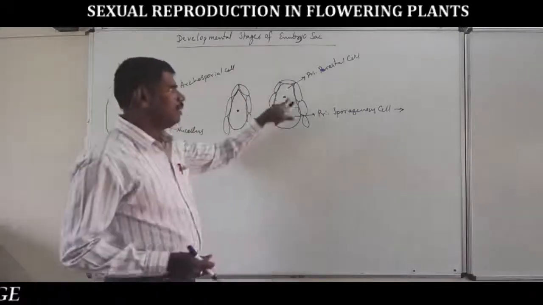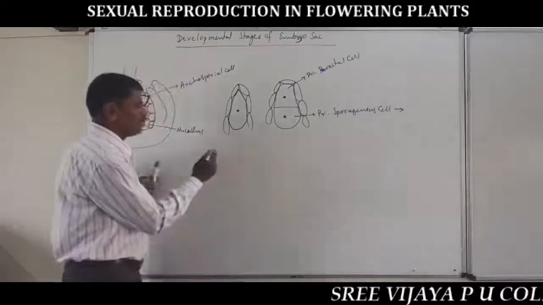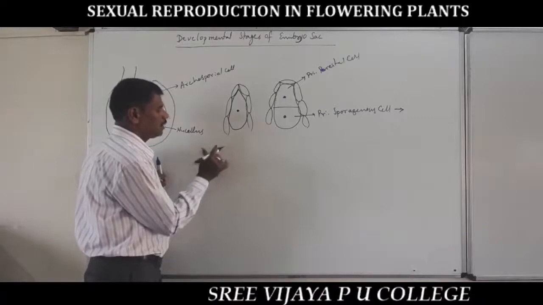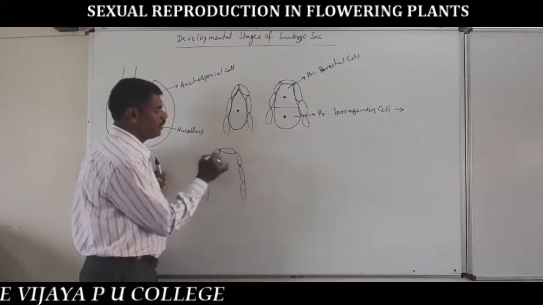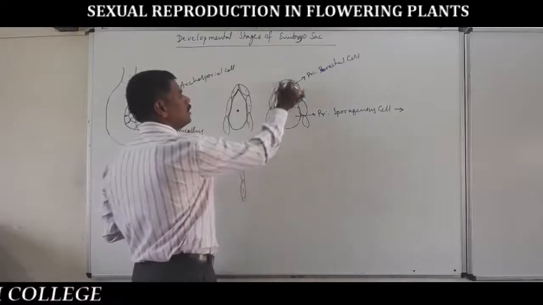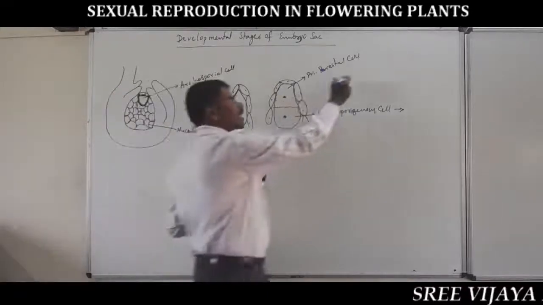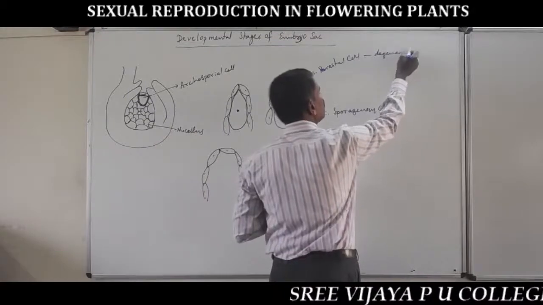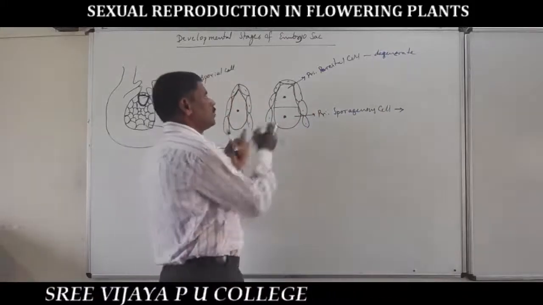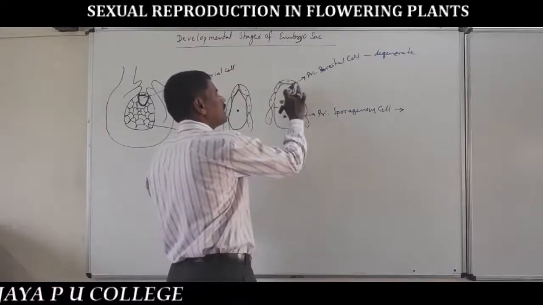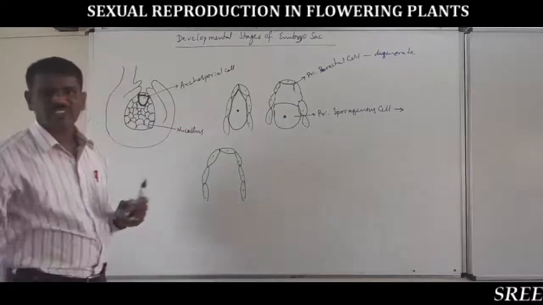After some time, the parietal cell will degenerate. The remaining cells are the nucellar cells. So here the primary parietal cell degenerates, and after some time it will be completely degenerate. So only one cell remains, that is the primary sporogenous cell.